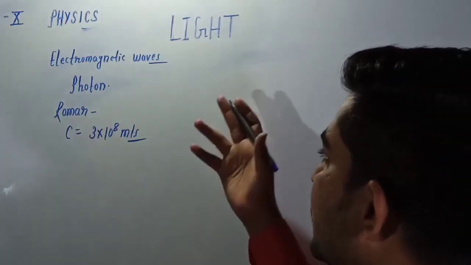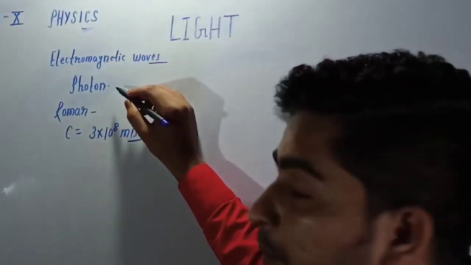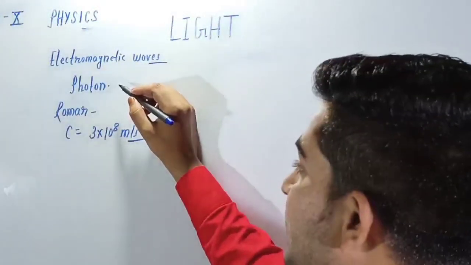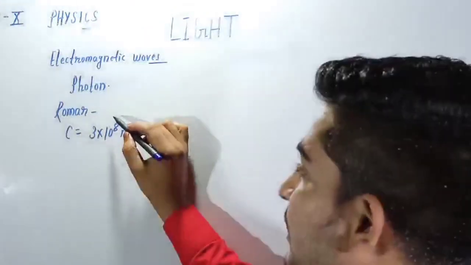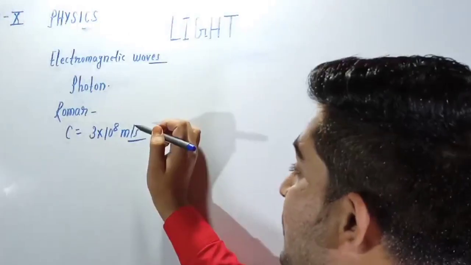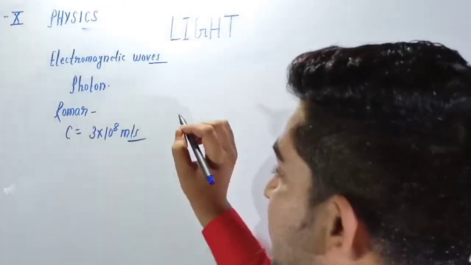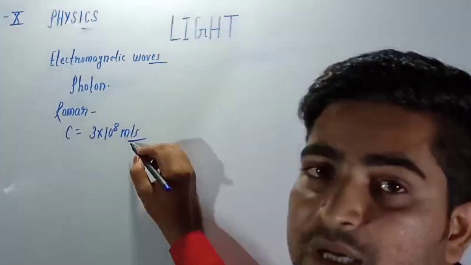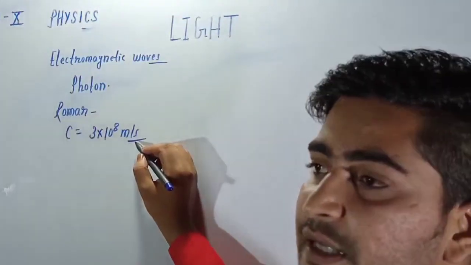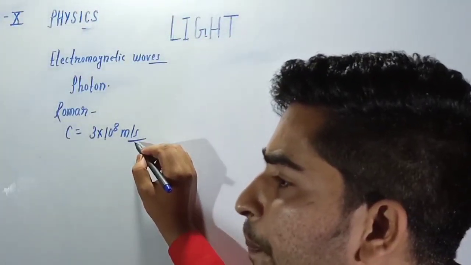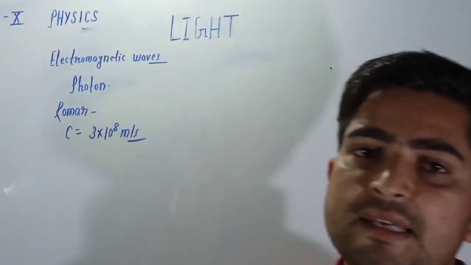So we know that light is made up of electromagnetic waves. It is made up of very tiny particles known as photons, and the first scientist who discovered the speed of light was Romer. The speed of light was calculated as 3 into 10 to the power 8 meters per second. This is the velocity at which light travels in space. Now we have to learn what the characteristics of light are.